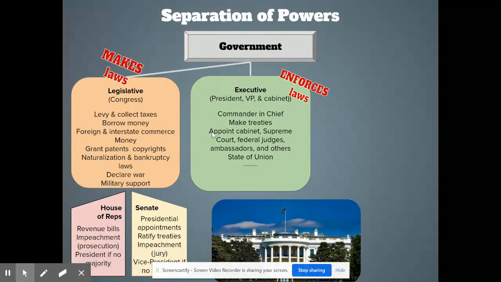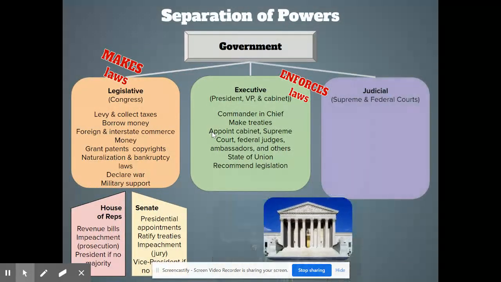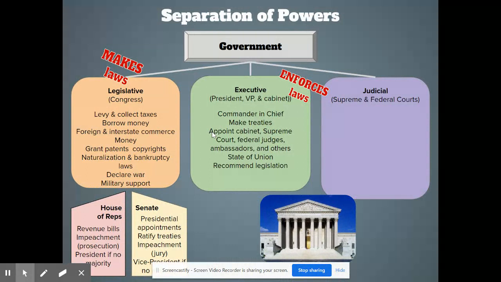The president gives a State of the Union every year. The president can recommend laws and legislation, can come up with ideas and advocate for them. But again, it's the legislative branch that has to pass those. Then finally, the third branch of government is Article 3, the judicial branch. This is the Supreme Court, those 9 judges, and all the lower federal courts just below the Supreme Court. And their job is to interpret the laws. Right?